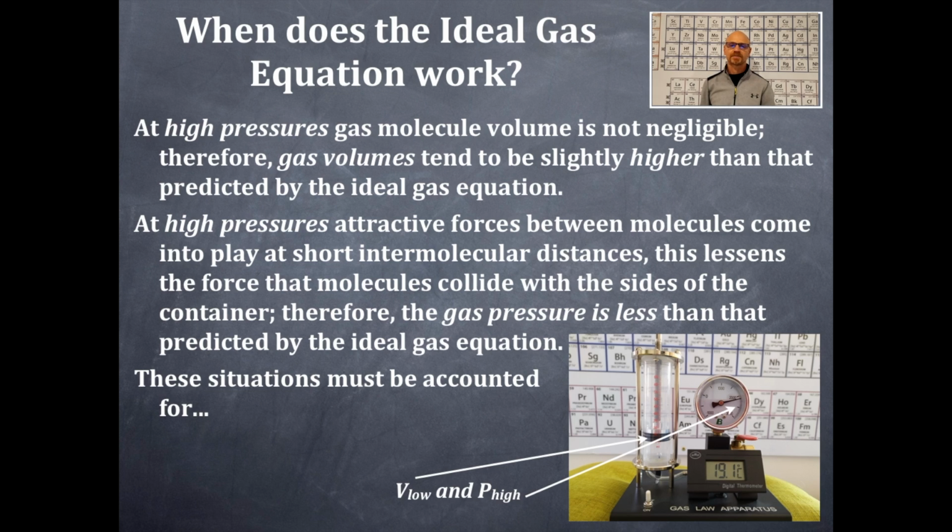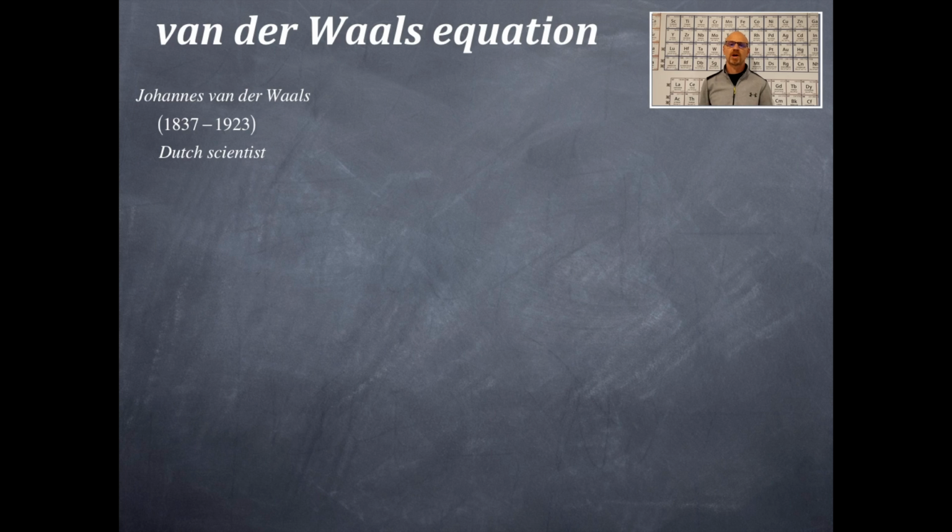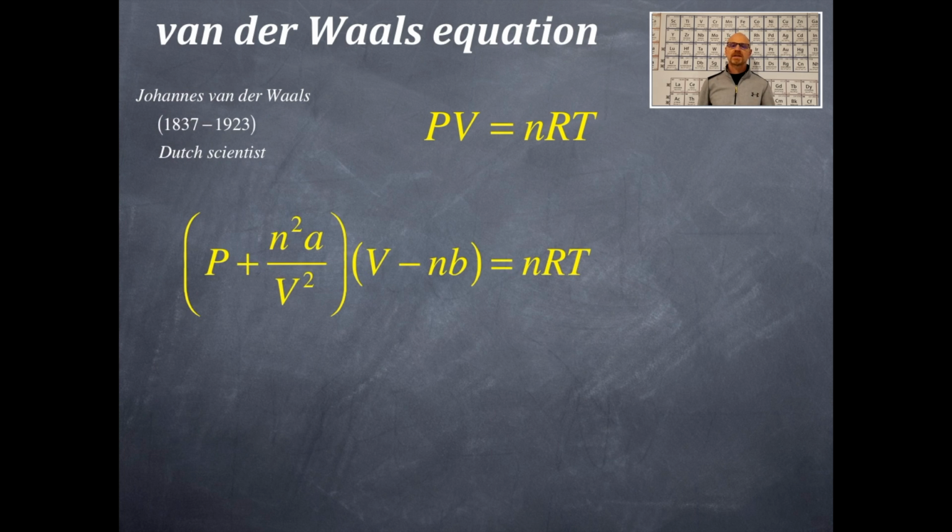Here we go. Here is the van der Waals equation. First of all, we need to reference the van der Waals equation with the ideal gas equation. The ideal gas equation is right there. It's PV equals nRT. You should be familiar with that. So, how does the van der Waals equation deviate from the ideal gas law? Here is the van der Waals equation, and this is how it deviates.